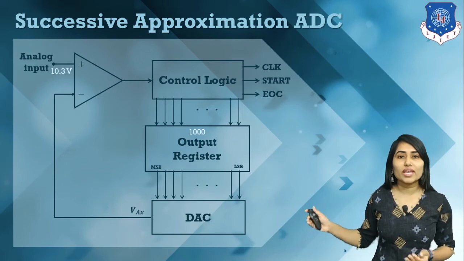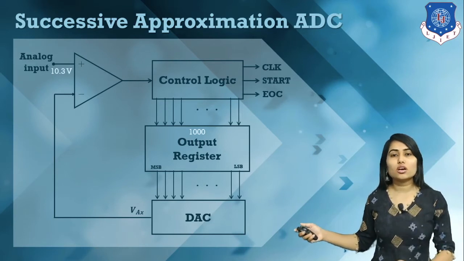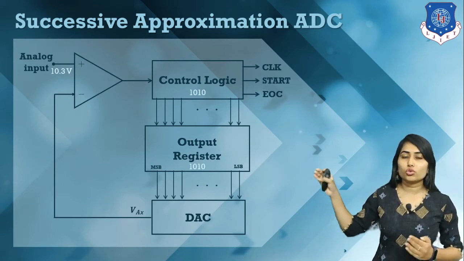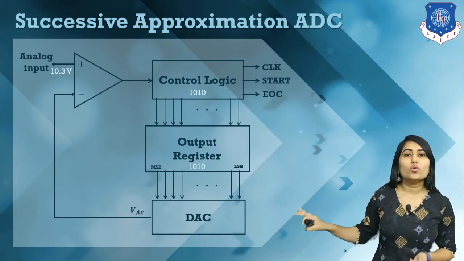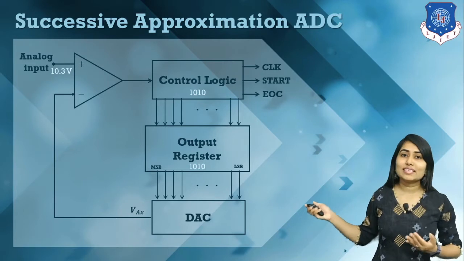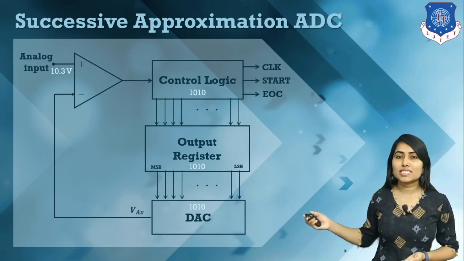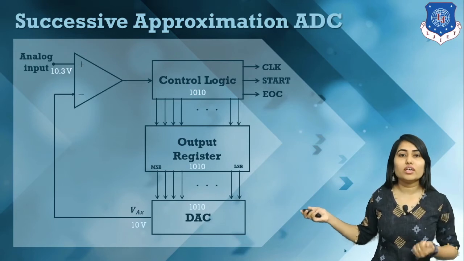Now we have to make the next, that means the third bit, 1. So here we have the binary pattern 1 0 1 0. It will be stored over here as 1 0 1 0, and it is given to this digital to analog converter. So this is basically a 10. So here we have a 10.